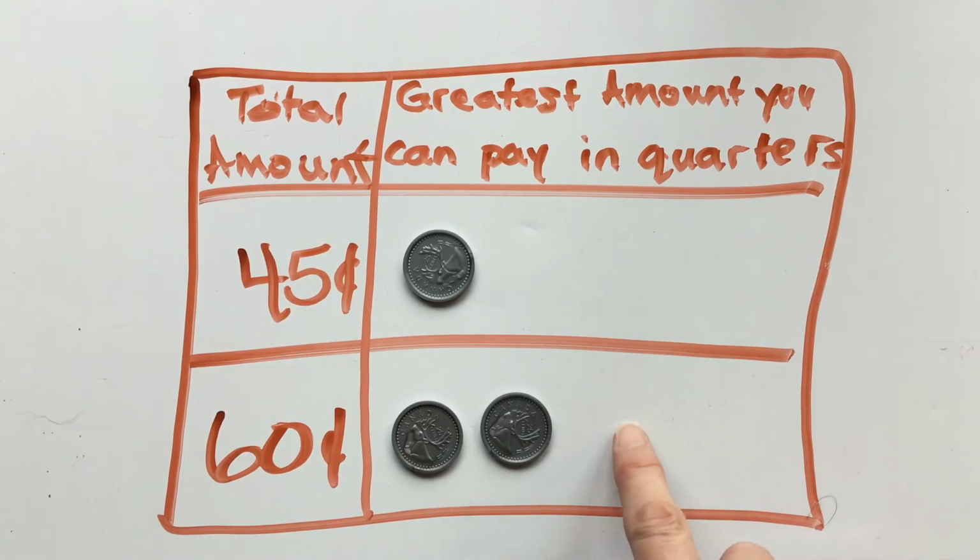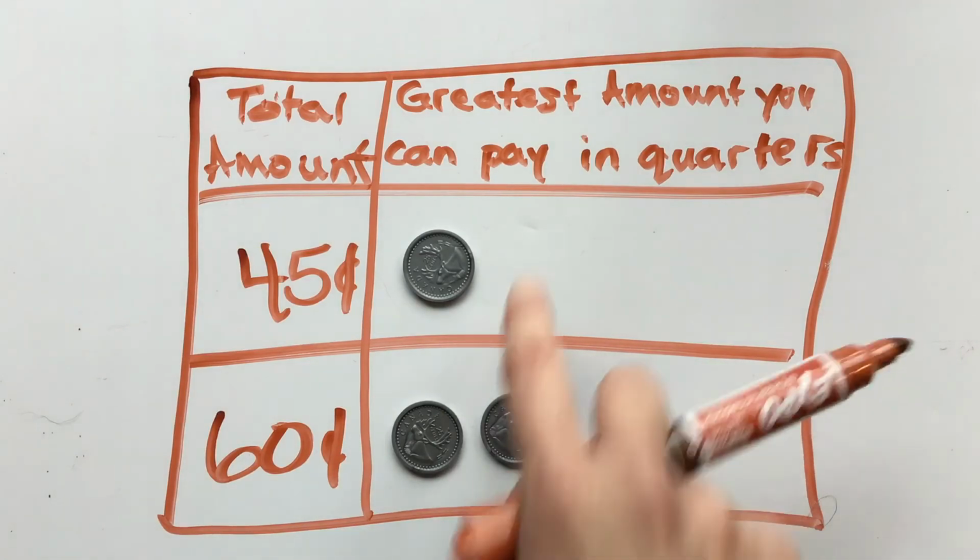And you know what? In this assignment, you don't have to write it down. They are just wondering the number of quarters that we would use to make these amounts. Okay? So the goal is to write down the number of quarters for question number 6. Greatest number you can pay in quarters.